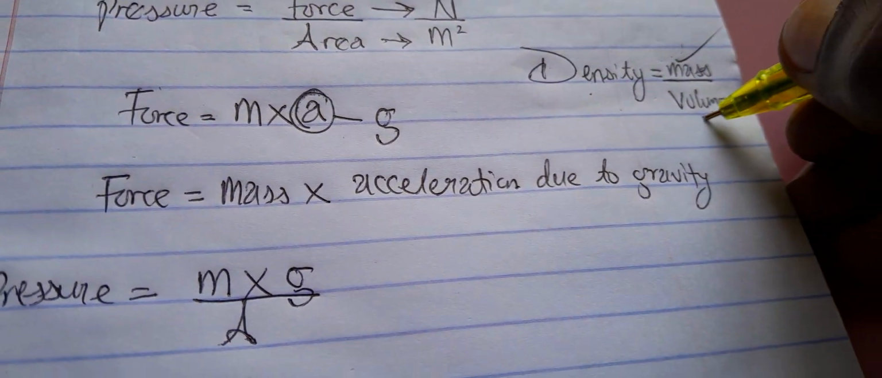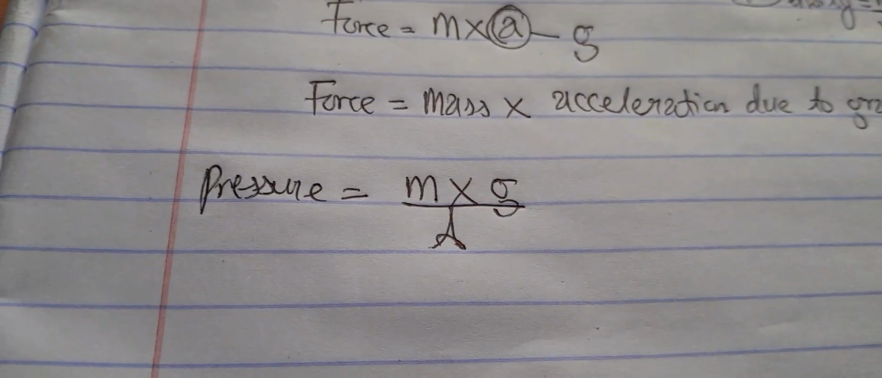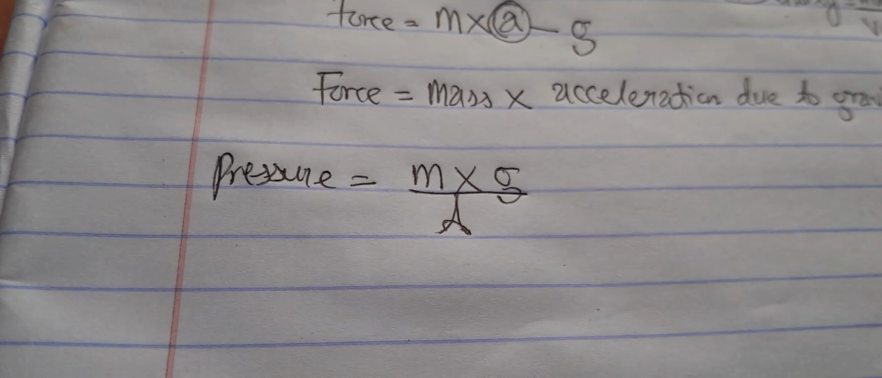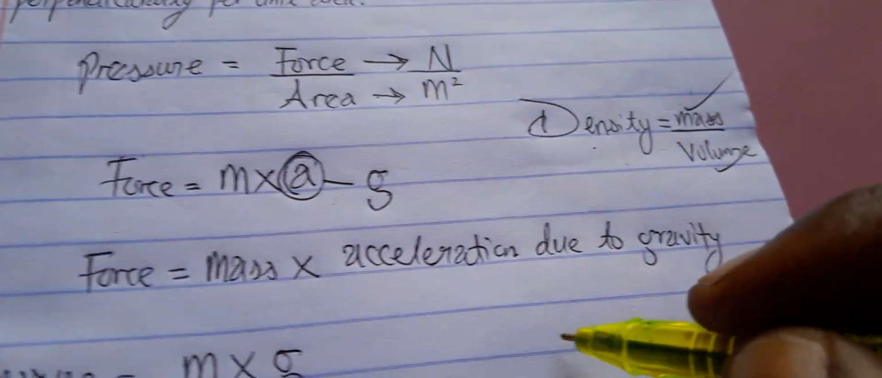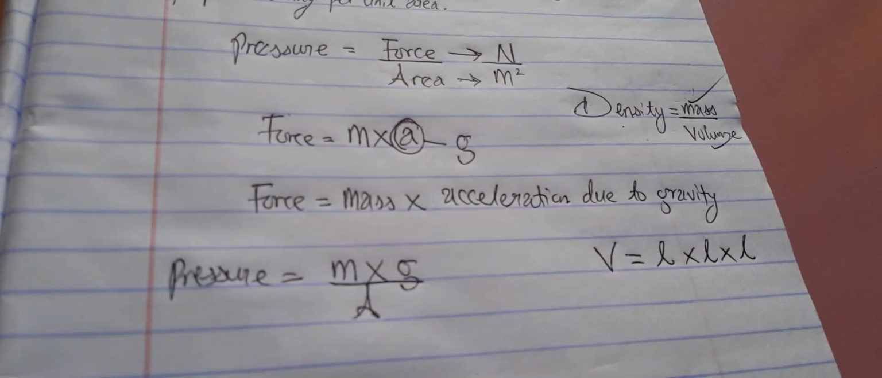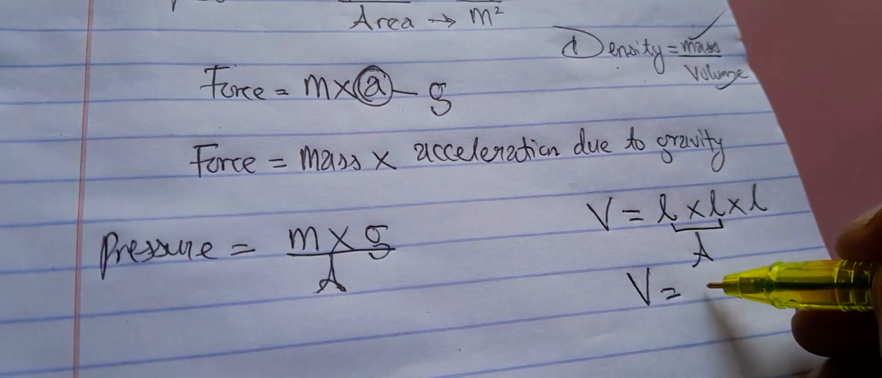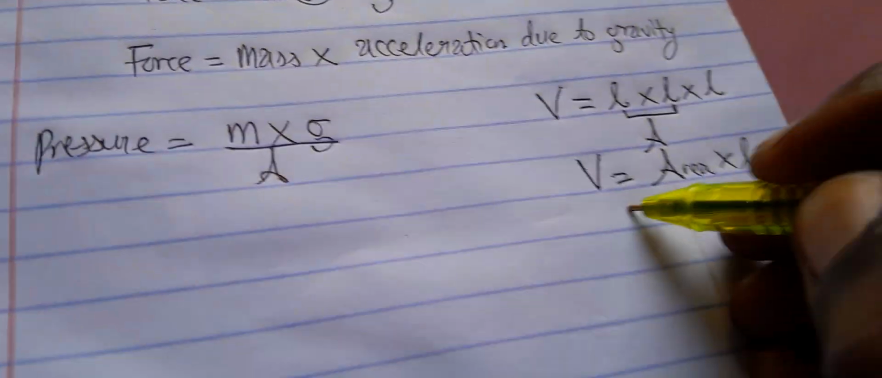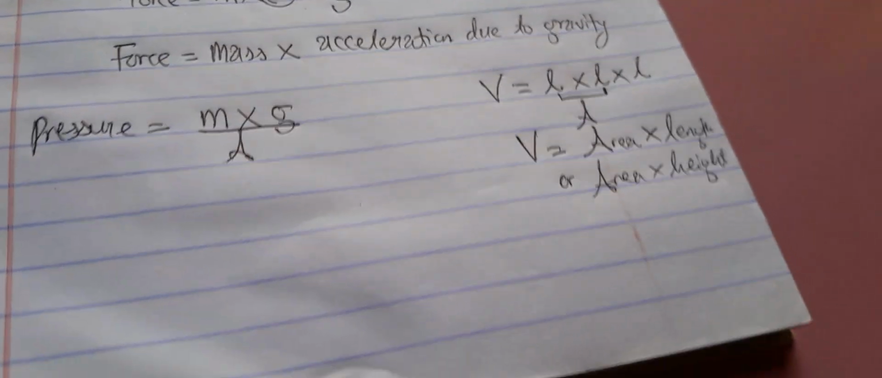The next thing we want to look at is volume. How do we incorporate volume into this? Now, we know that volume is length times length times length, which is having a unit of meter to the power of 3. So, if volume is length times length times length, we know that length times length is area. So we can say that volume is equal to area times length, or area times height.